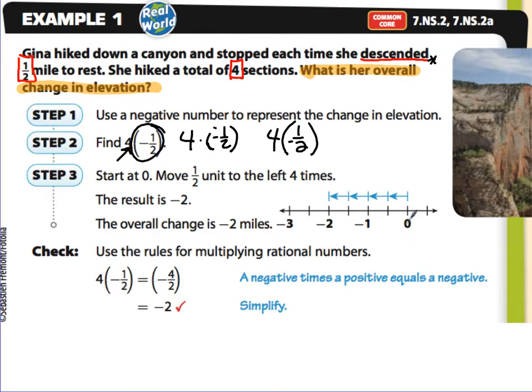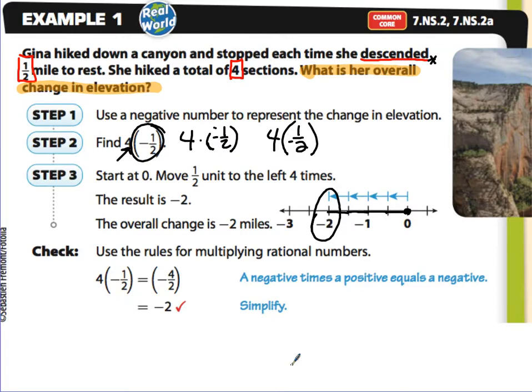Okay, so let's look at it this way. She started at 0. Okay, 0 is her starting point. And then she hiked down, so to the left, half a mile. And then she stopped. And then one more time she went another half a mile. And then she stopped. And then half a mile and stopped, half a mile and stopped. So that tells us that she went down 2 miles.